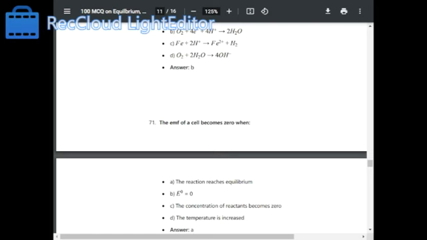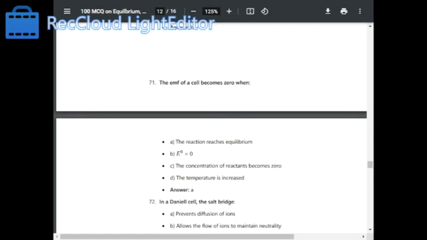Question number 71. The EMF of a cell becomes zero when: option A, the reaction reaches equilibrium; option B, E naught is equal to 0; option C, concentration of reactants becomes 0; option D, temperature is increased. The correct answer is A, the reaction reaches equilibrium.